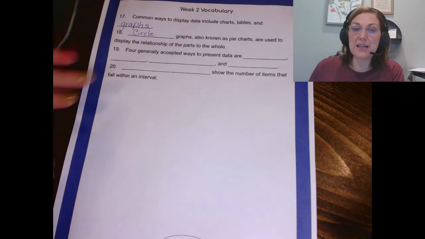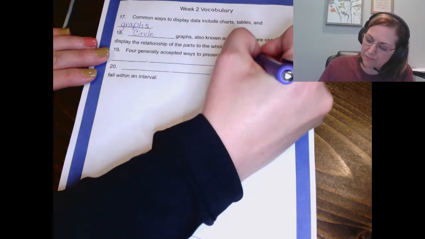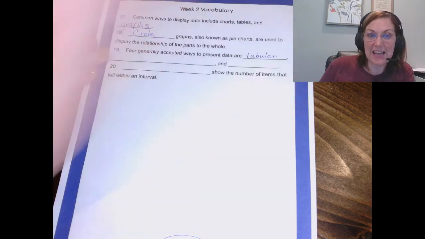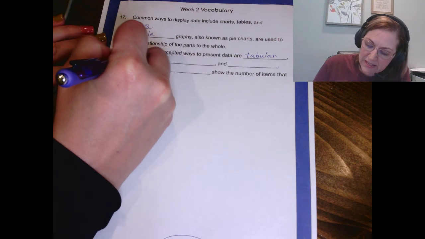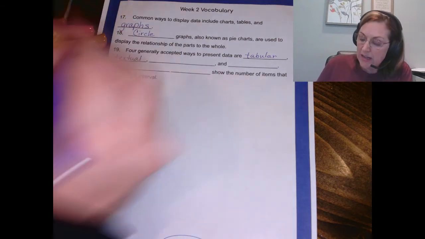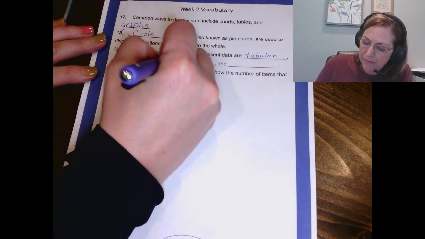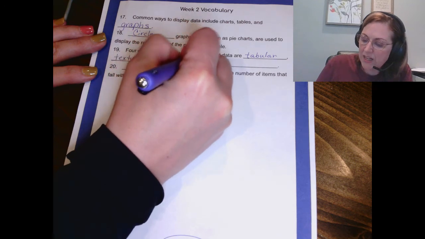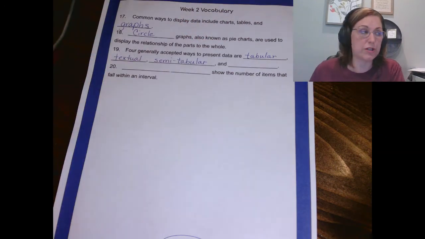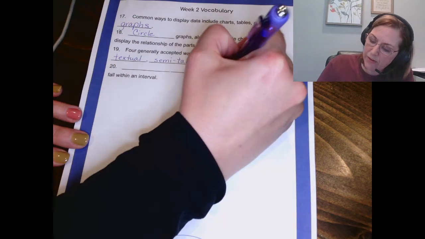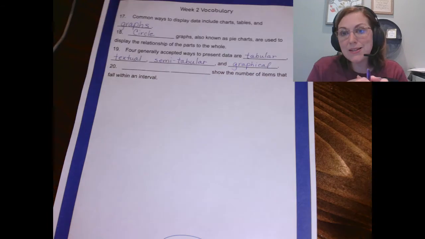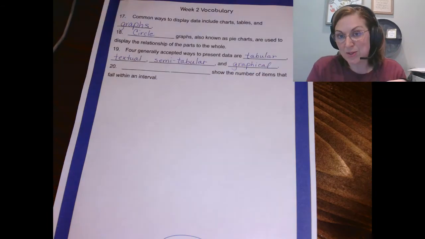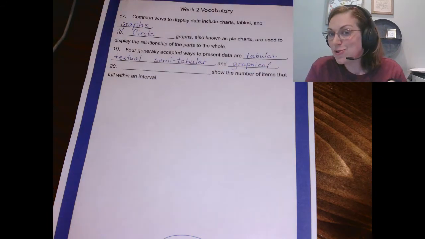Four generally accepted ways to present data are tabular, that means in a table, and textual, that means in words, semi-tabular, meaning you have some in a table and some in words, and the last one is graphical. Now, notice that it doesn't say that these are the only ways to represent data. It's the ones that are generally accepted.